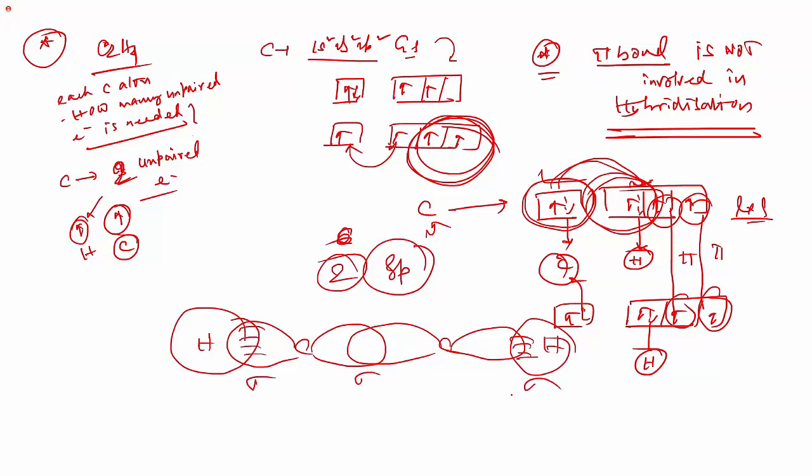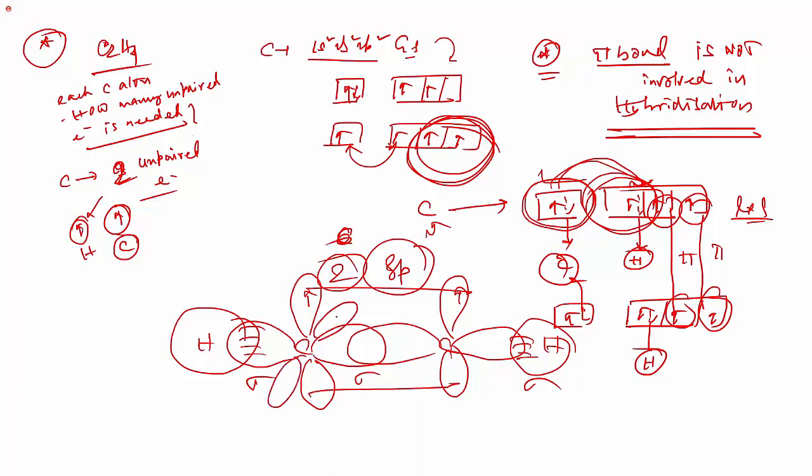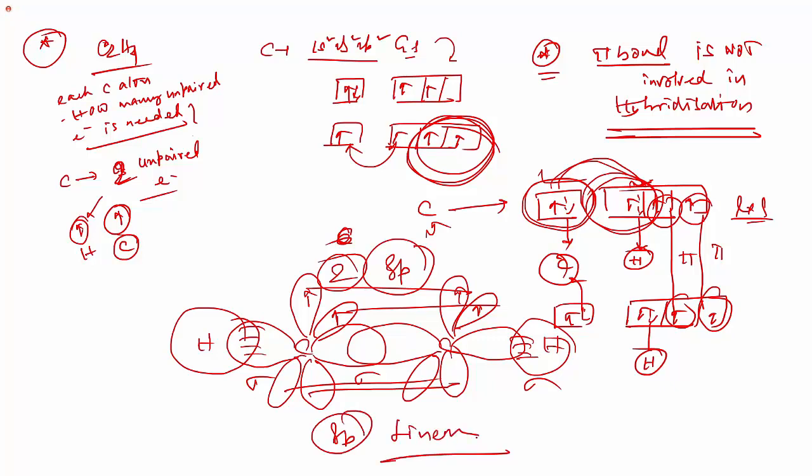But the other p orbital has one electron present, and they form the pi bond. Similarly, for the other p orbital, it also forms a pi bond. So this is the sp hybridization, the linear case. Linear case. So the geometry of the molecule looks like this.